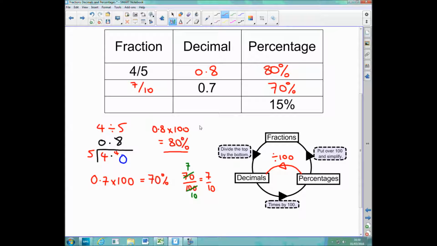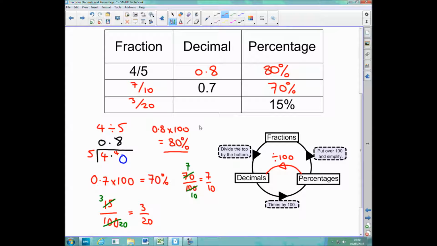Okay, and lastly, we want to change 15% to a fraction and to a decimal. Okay, so changing to a fraction, we've just covered that one. 15 over 100. Remember, we're looking for any times tables they are both in. Hopefully you've spotted they're in the 5s. So 15 divided by 5 is 3. 100 divided by 5 is 20. So 15% is the same as 3/20.